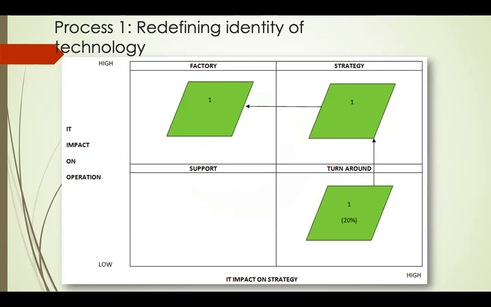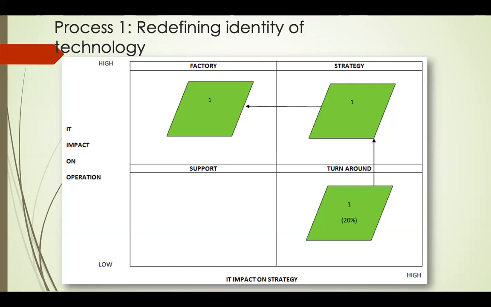Hi everyone, I'm Sonali and I'm going to be doing the strategic grid with Tiara. So the first process is redefining identity of technology. This process starts off in the turnaround quadrant as the organization identifies and launches this new venture, and they explore a new strategic opportunity from this process. And this process has a 20% effect on the overall company. Sorry to interrupt you with that again.